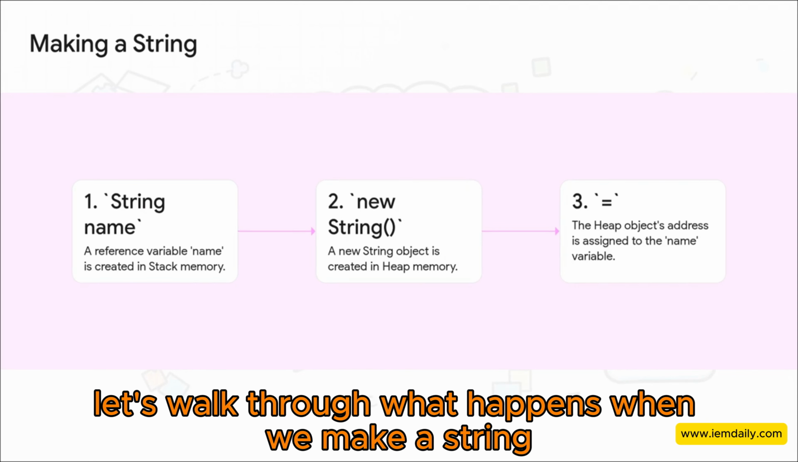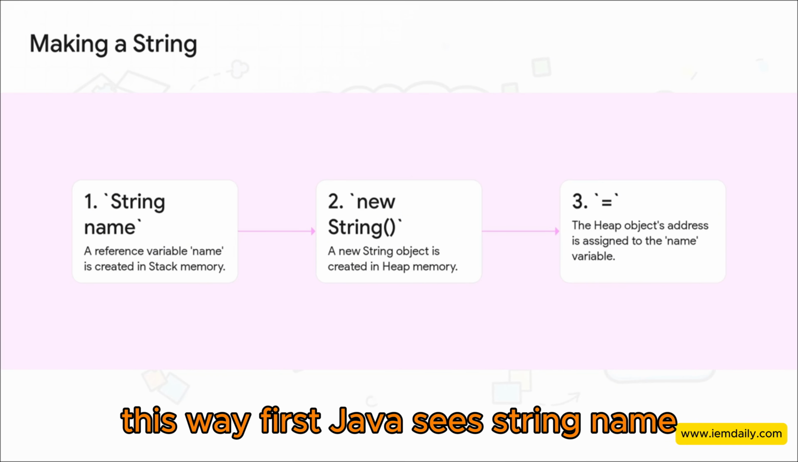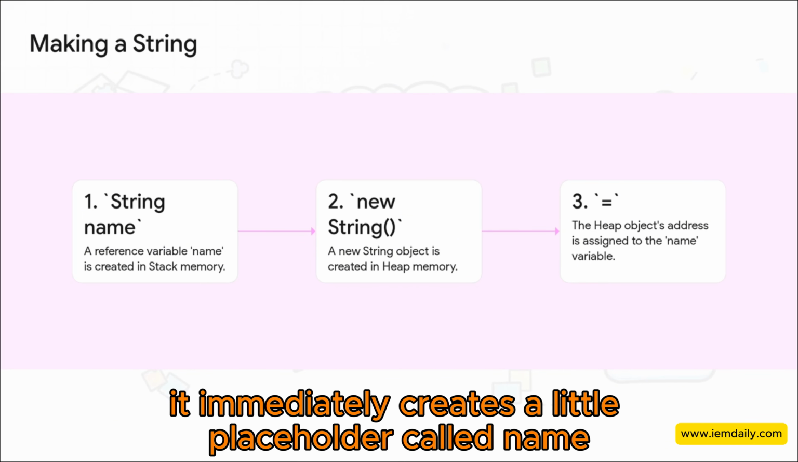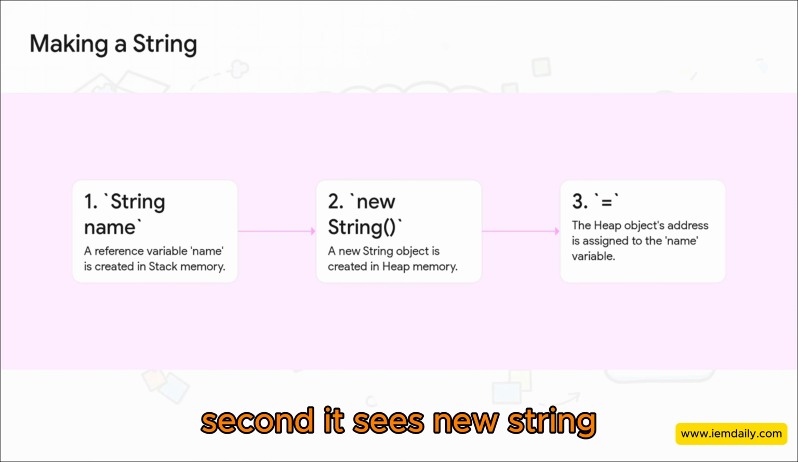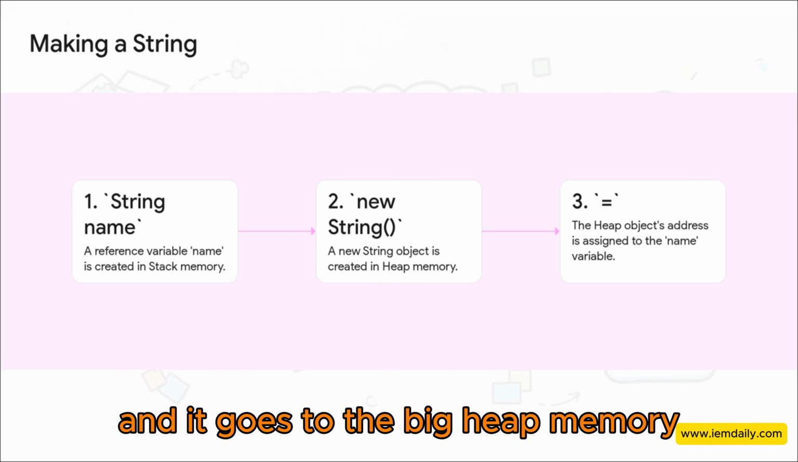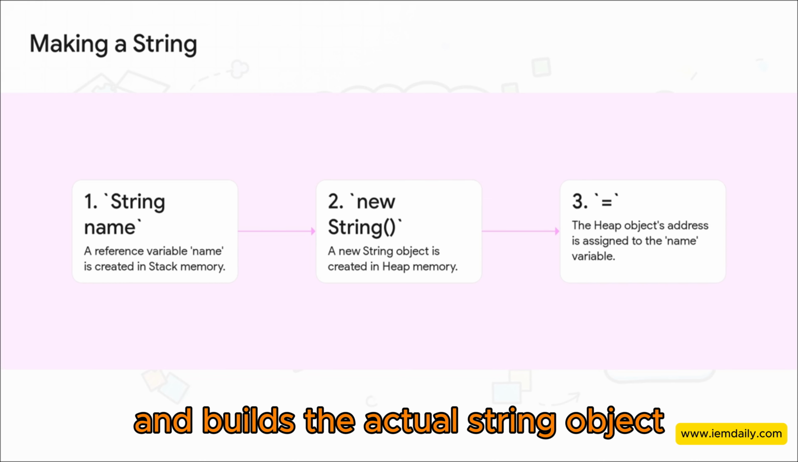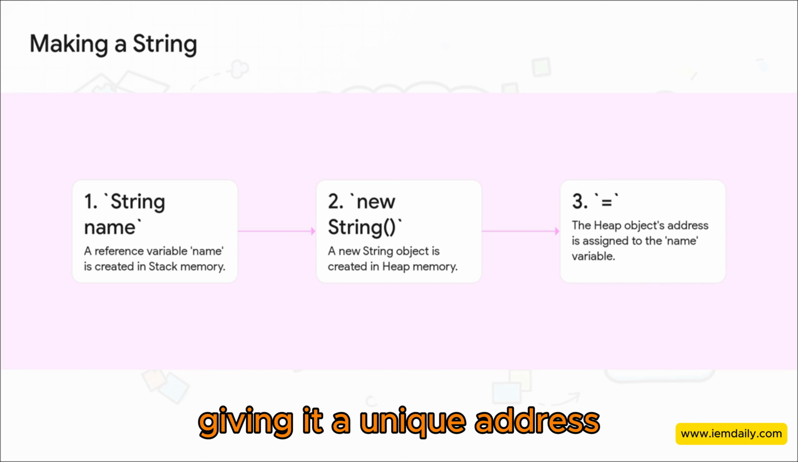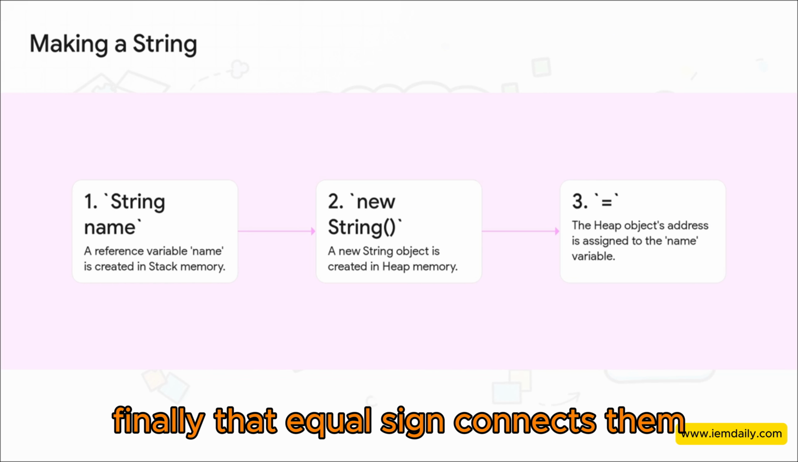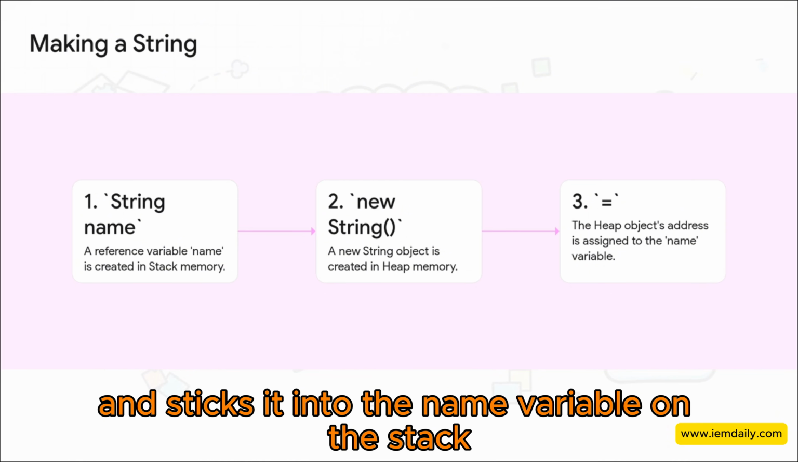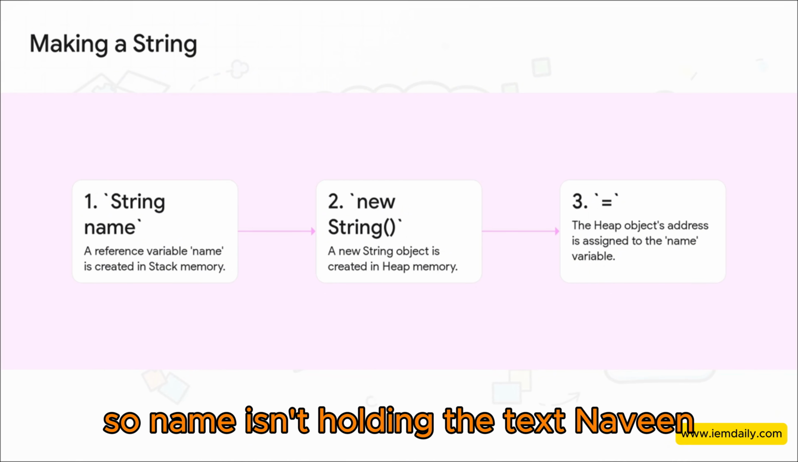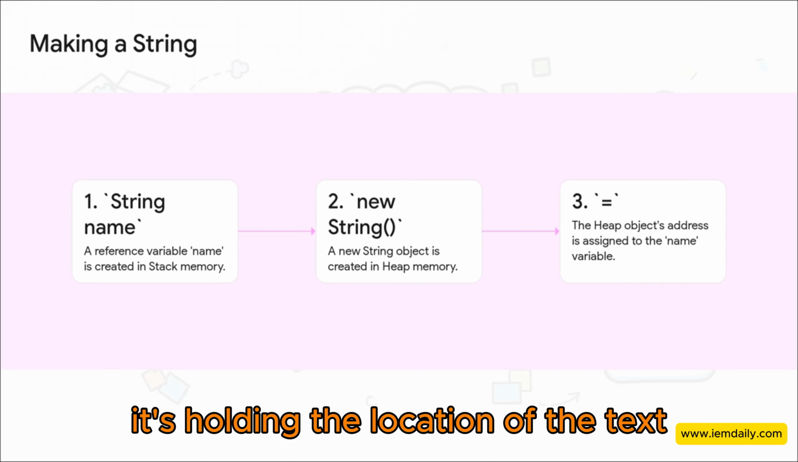So let's walk through what happens when we make a string this way. First, Java sees string name. It immediately creates a little placeholder called name in that fast stack memory. Think of it as an empty box. Second, it sees new string, and it goes to the big heap memory and builds the actual string object, giving it a unique address. Finally, that equal sign connects them. It takes the memory address from the heap and sticks it into the name variable on the stack. So name isn't holding the text Naveen, it's holding the location of the text.